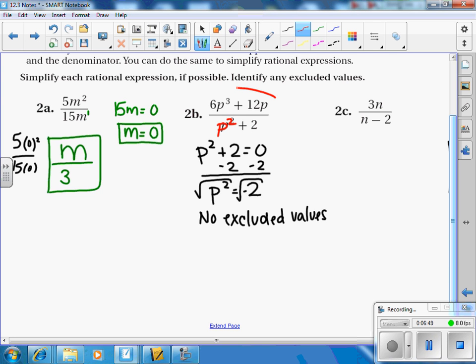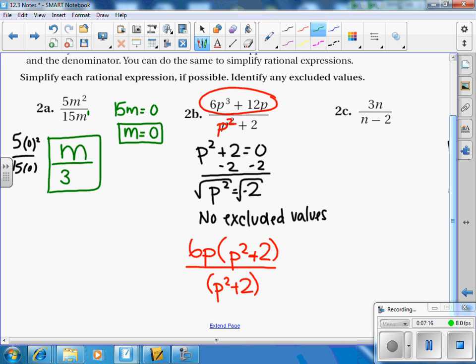So the top part of this has a GCF that I can pull out. They both have a 6 in common, and then they both have at least one p. When I take that out, I'm left with p squared plus 2. And in the denominator, I can't simplify p squared plus 2. It's not a difference of squares, and there's no GCF, so I just have p squared plus 2.